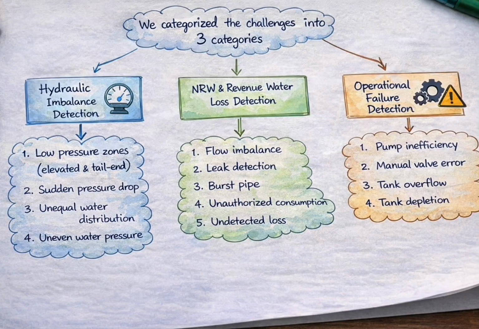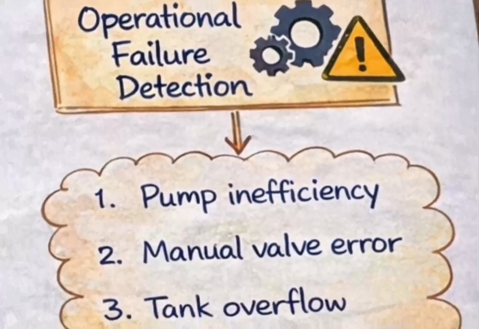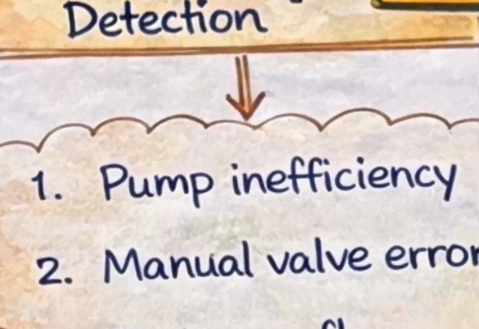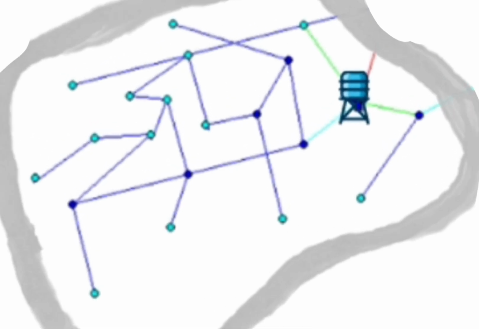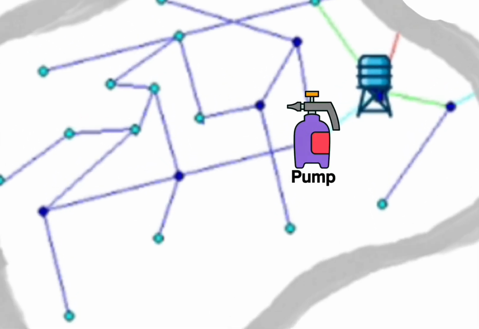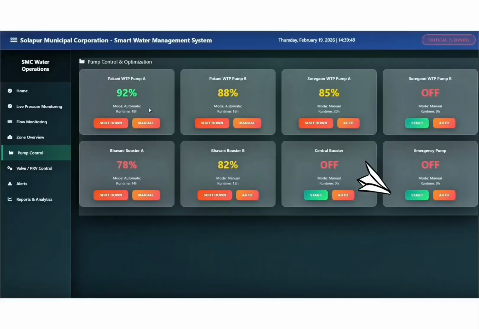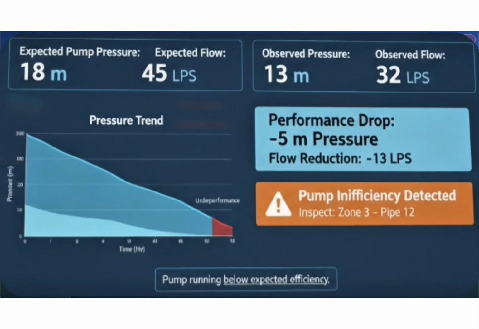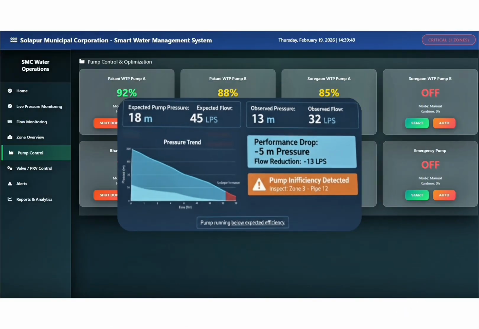Let's move to the third category, which focuses on operational failure detection, covering equipment and storage related failures. Pump inefficiency detection. Zone 2, the primary pump is expected to give 25 meters pressure and 60 lps, but the observed output is 18 meters pressure and 42 lps. The system compares real-time performance. When the pressure and flow both fall below the expected range, it flags pump inefficiency in the dashboard.